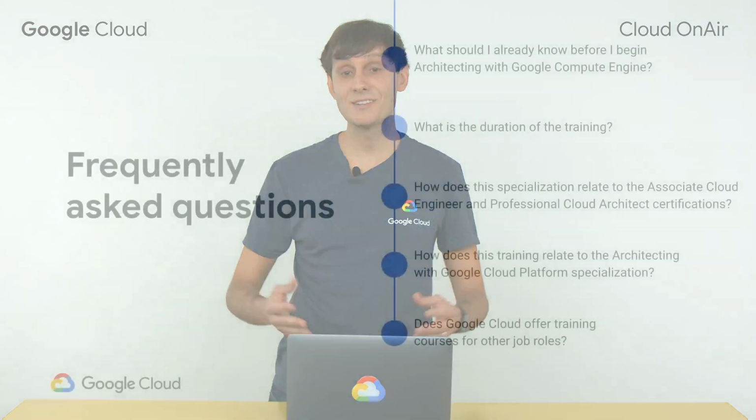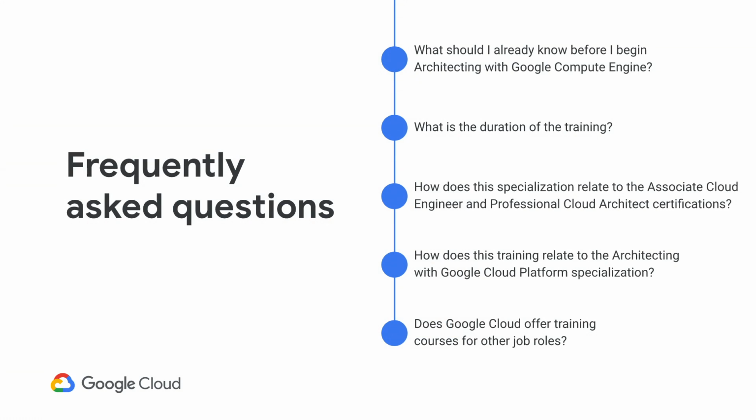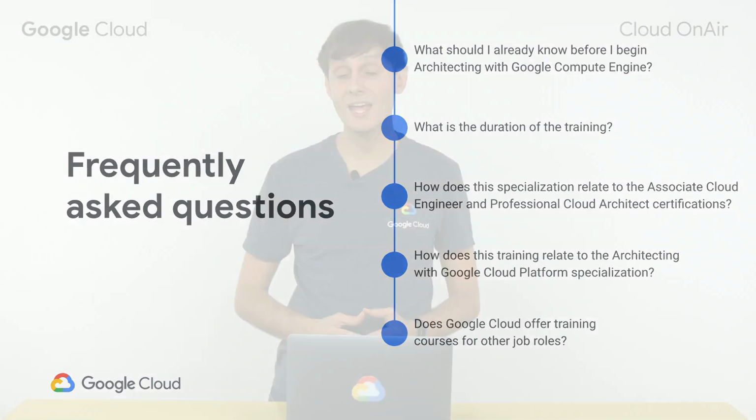Now, the next question we got is, what is the duration of the training? So again, that prerequisite course that I just mentioned takes about 10 hours to complete. Then the 3 updated courses that I mentioned in this webinar take about, I think, 22 hours to complete. And then the last course, the design and process course, takes about 16 hours to complete.